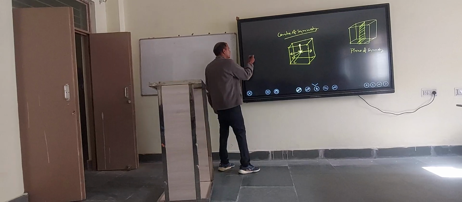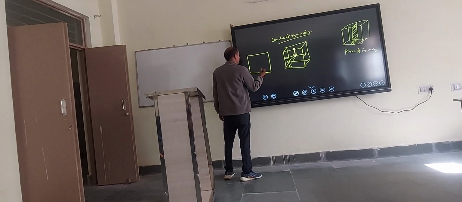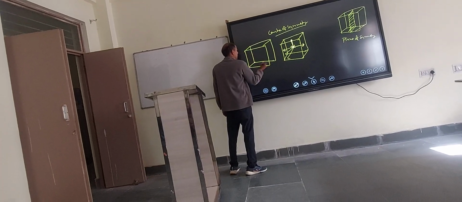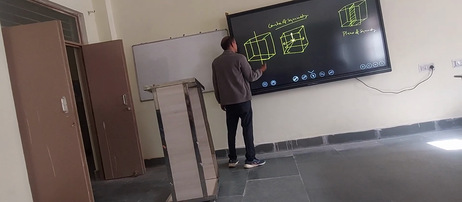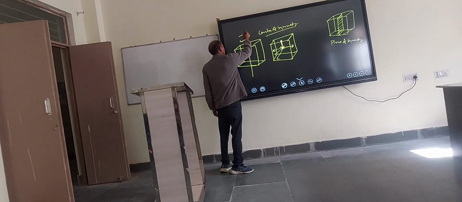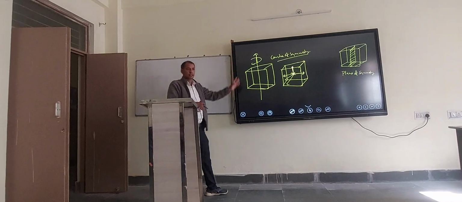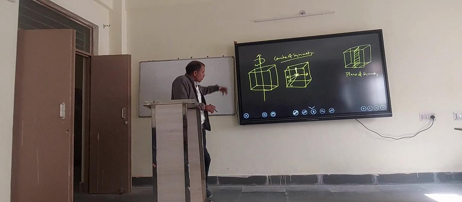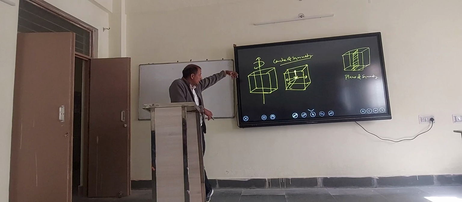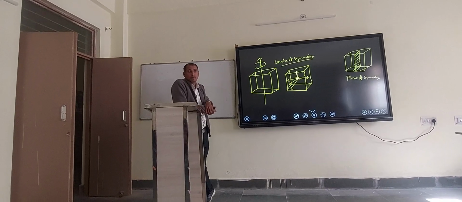Now the third one is axis of symmetry. Axis of symmetry is a line drawn through the crystal such that if we rotate that crystal by 360 degrees, we get more than two similar positions.